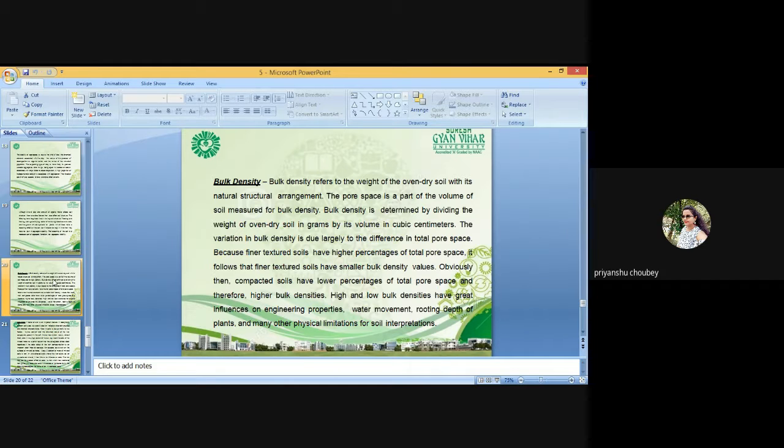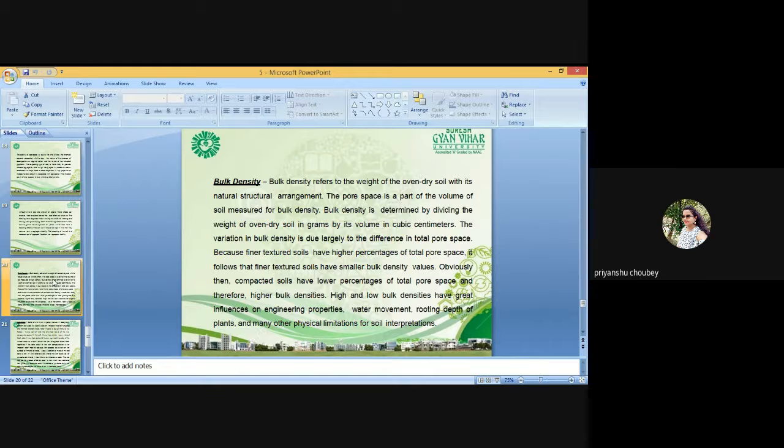Now, bulk density of the soil is the oven-dried mass per unit volume of the soil as a whole, including pore spaces. Bulk density we denote as Pb, the oven-dried mass Ms per unit volume Vt of soil as a whole, including pore spaces.